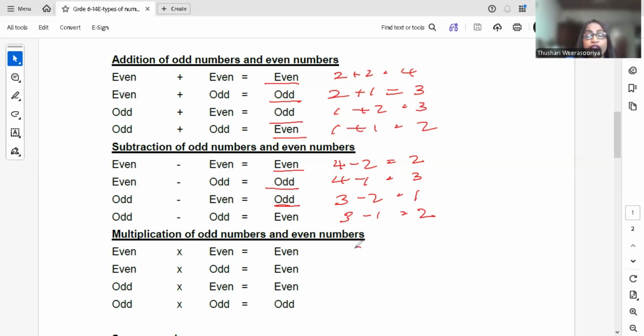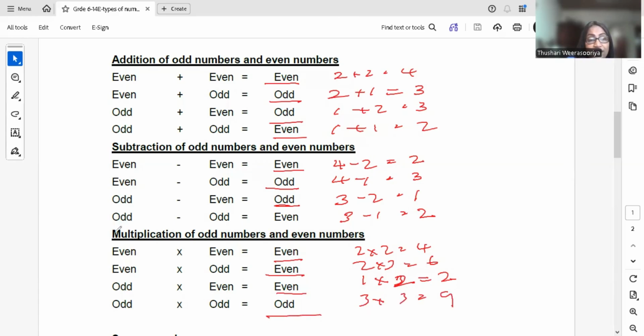Now look at multiplication. 2 into 2 is 4, that is even. 2 into 3 is 6, that is also even. Odd into even: 1 into 2 is 2, the answer is even. 3 into 3 is 9, that is odd. Can you understand how to study this table? You put in a small example like that. We'll move to the other part.